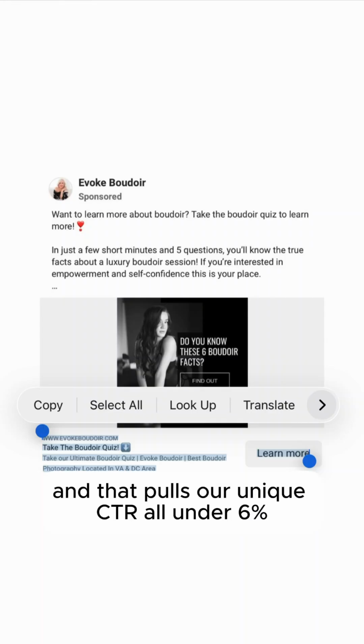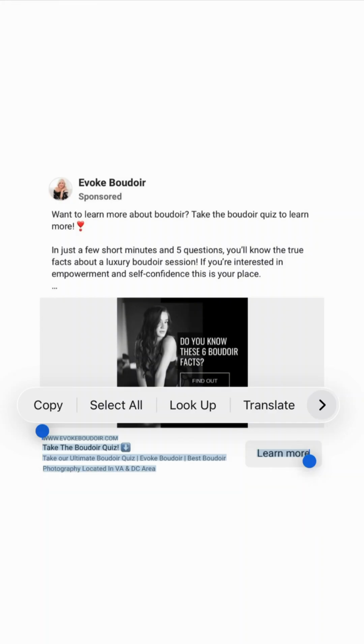and that pulls our unique CTRL under 6%, and it actually contributes to us having BLCS, Boudoir low click syndrome.